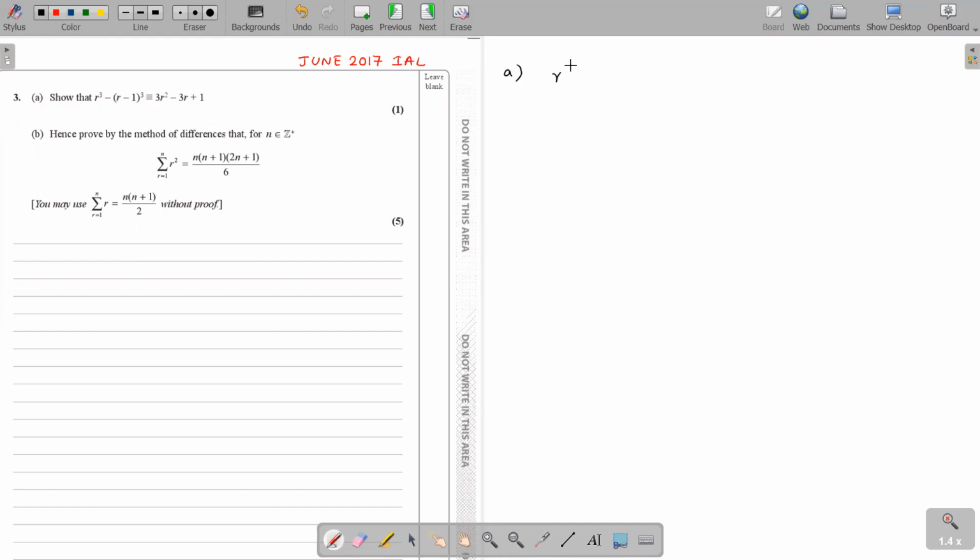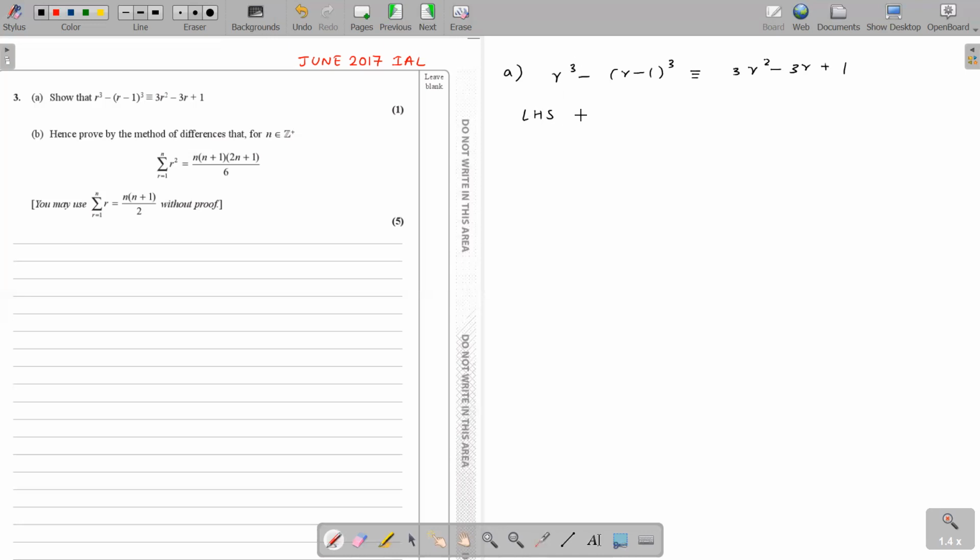How do you get this? Show that. So this is an identity. So to get this, you need to take one side and prove the other. Which side should we take? Which side is easier to work with? Let's work with the left side.